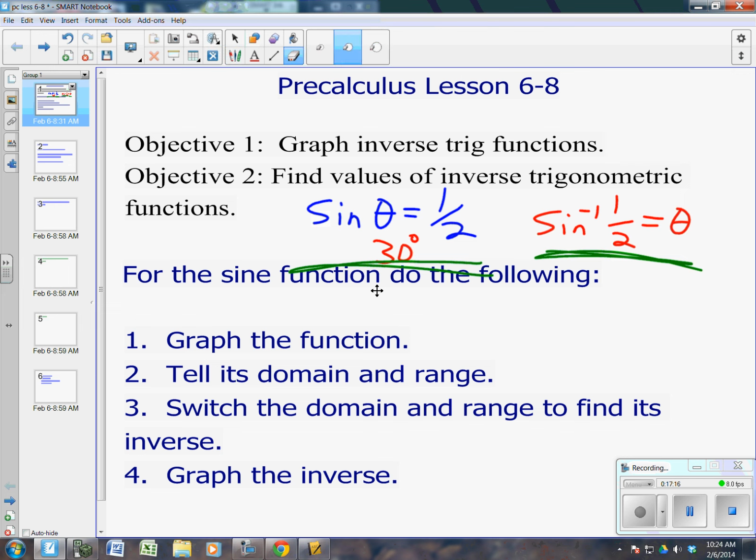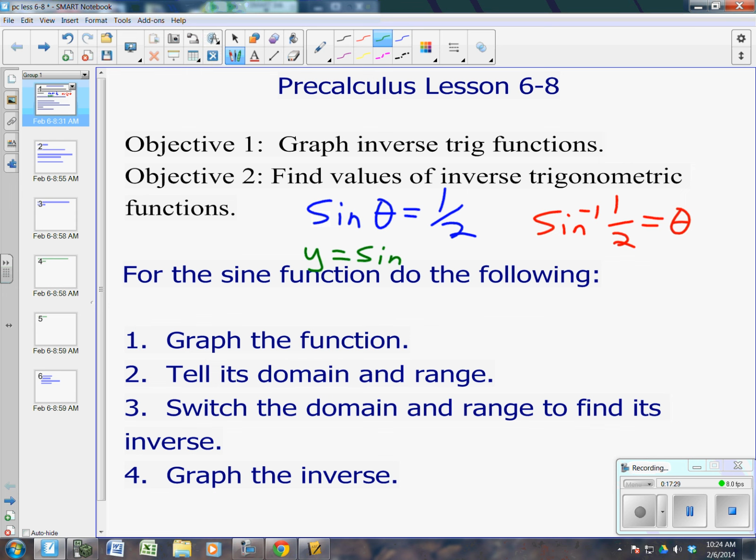Now, the other thing we're going to do is, I might not ask it like this. I might give you something like this and say, okay, y equals the sine of theta. That's the function we've been graphing, right?